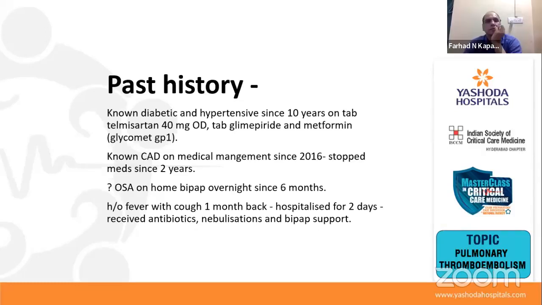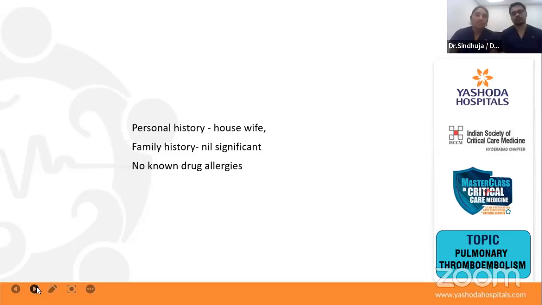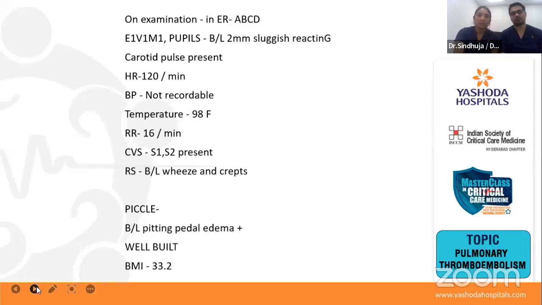On evaluation in ER, GCS is E1, M1, V1, pupils bilateral 2 mm sluggishly reacting, carotid pulse is present, heart rate is around 120 per minute, BP is not recordable, temperature 98 degrees Fahrenheit, and respiratory rate around 16 per minute. Cardiovascular system S1, S2 present, respiratory bilateral vesicular breath sounds and crepts are present. On general examination, bilateral pitting pedal edema is there. She's well built. BMI is approximately 33.2.